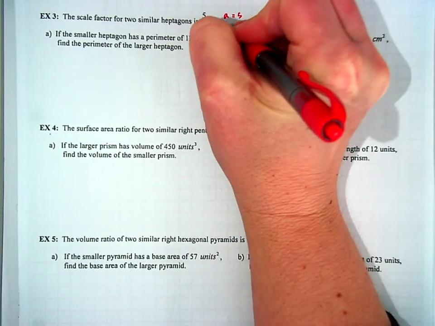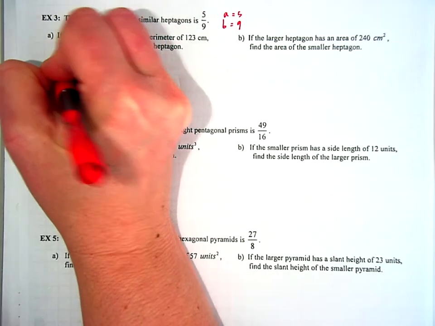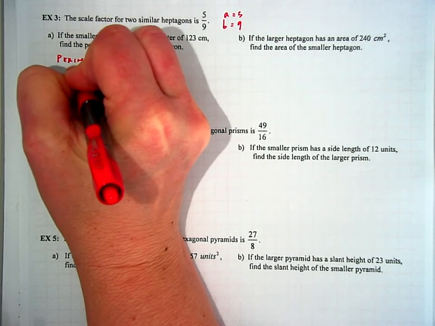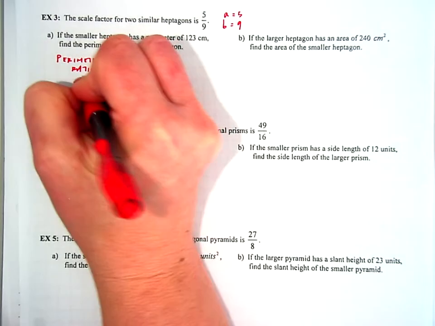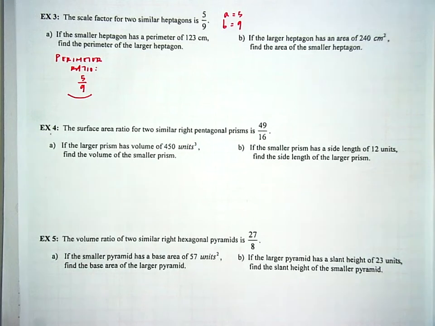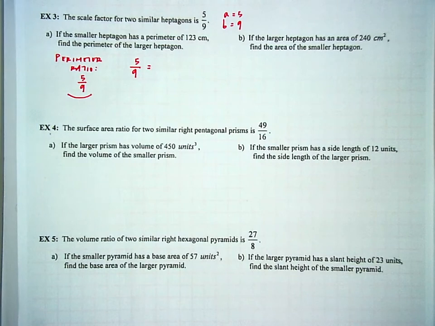All right, so the scale factor for two similar heptagons, so a seven-sided figure, is 5 to 9. So that's giving us, again, the scale factor. So that's telling us that A is 5 and B is 9. So if the smaller heptagon has a perimeter of 123 centimeters, find the perimeter of the larger heptagon. Okay, so we need to figure out what our perimeter ratio is. And our perimeter ratio is going to be the same as our scale factor. So it's going to be 5 to 9.